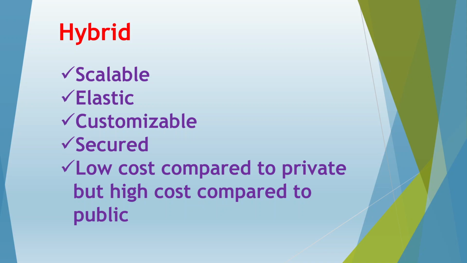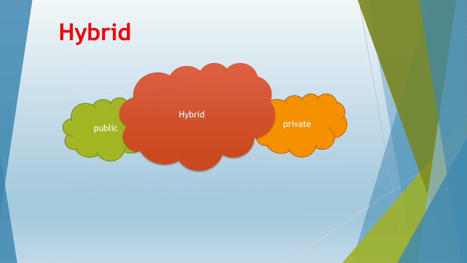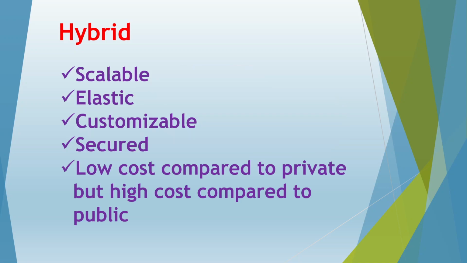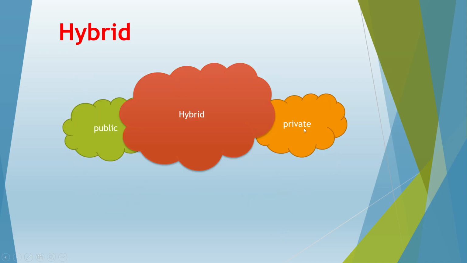Okay, so it is also low cost compared to private because you are using the public cloud for application deployments, right? So it will be less cost compared to the private, but high cost compared to public because you are using the private cloud for more customizations. Customizations are not possible with public, right? So high cost compared to public, low cost compared to private in hybrid cloud.